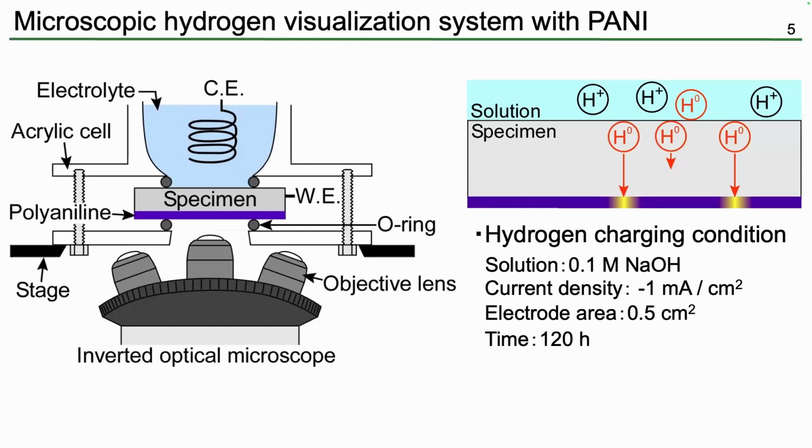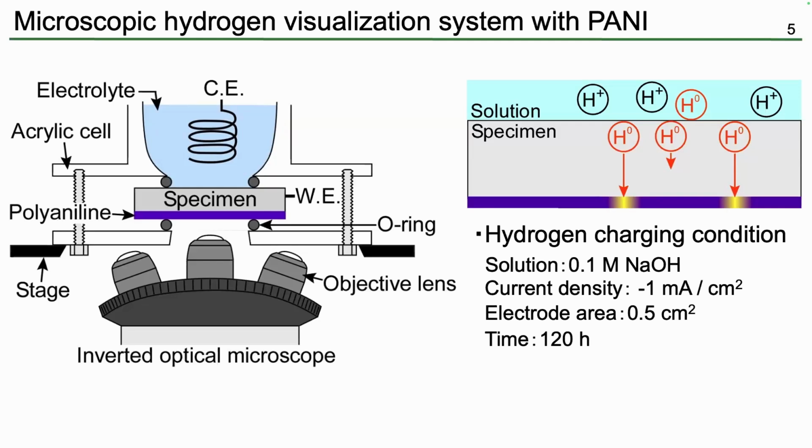This is a schematic of the process. One side of the specimen was immersed in electrolyte, and the hydrogen was electrochemically introduced into the specimen. On the other side of the specimen, the polyaniline layer was polymerized, and the color of the polyaniline was observed using the optical microscope. If the hydrogen atoms enter the specimen, they diffuse to the other side. Because the color of the polyaniline changes by the reaction with hydrogen atoms in metals, based on the color distribution of the polyaniline, we can visualize the hydrogen flux distribution in metals.